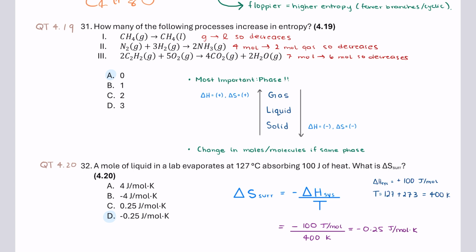Then we can look at process 2. Here we're going from 4 moles of gas to 2 moles of gas. So the number of gas molecules decreases. That's going to result in lower entropy. So again, this is a decrease in entropy. And then looking at our third process, again, we go from 7 moles of gas to just 6 moles. So this decrease in gas molecules leads to a decrease in entropy. So in all three processes, entropy decreases, not increases. That means the number of processes that increase in entropy is 0, and the correct answer is A.